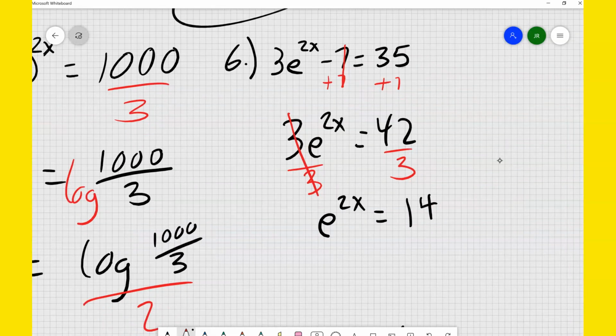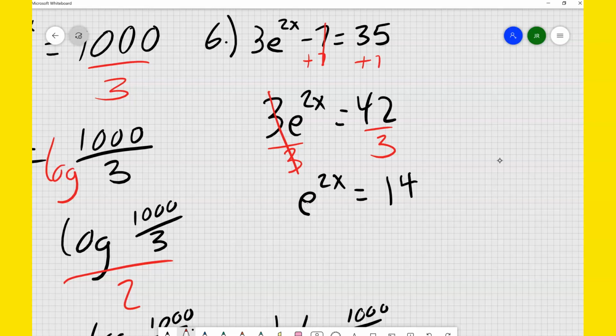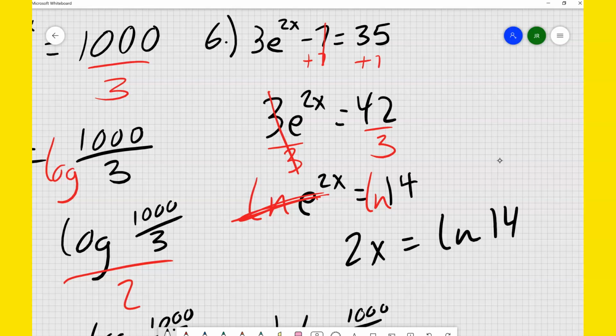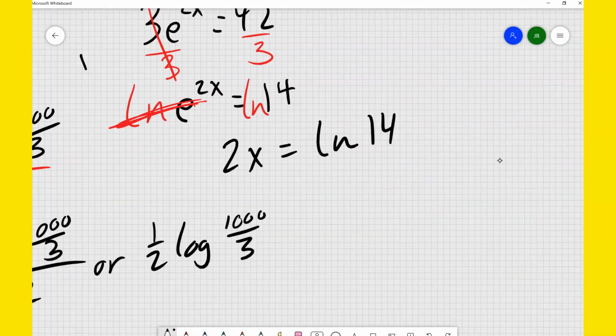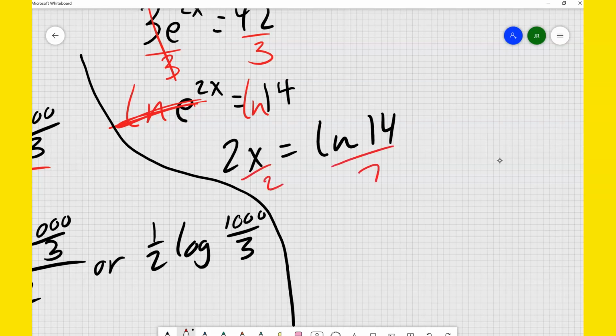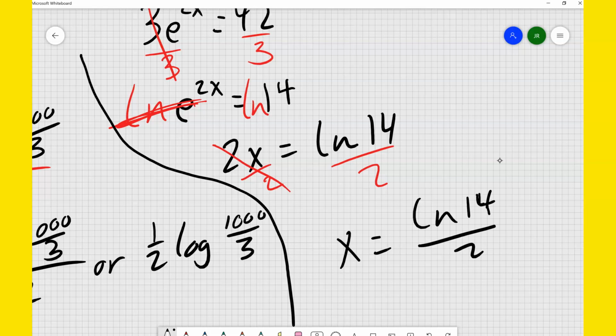Then I want to get rid of that exponential base e. How do you get rid of an exponential base e? You do a log base e, but remember, you don't write log base e, you write ln, which means log base e, natural log. And that ln cancels out the e. And we're left with 2x on the left side equals ln 14. Okay. And then we simply divide both sides by 2. And we get x equals ln 14 over 2. Or you could say 1/2 ln 14.